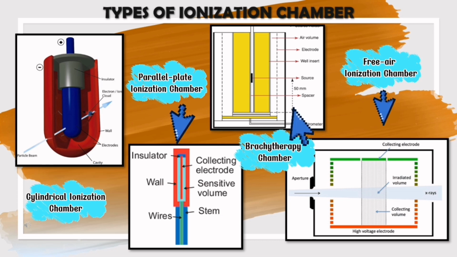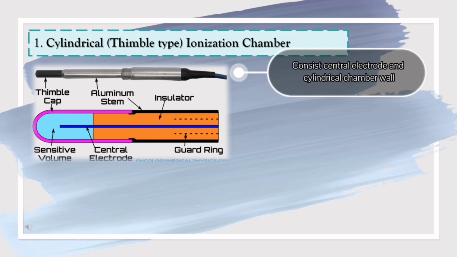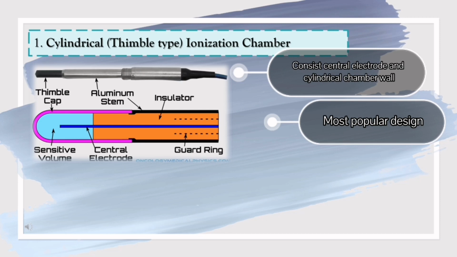So, let me explain to you all of these ionization chambers one by one. Let's go. First is the cylindrical or thimble type ionization chamber. This type of ionization chamber consists of a central electrode and a cylindrical chamber wall with a spherical end mounted on a cylindrical stand. A guard on the central electrode potential leading up to the sensitive volume limits leakage currents and stand effects. This is the most popular design as it is independent of the beam direction.